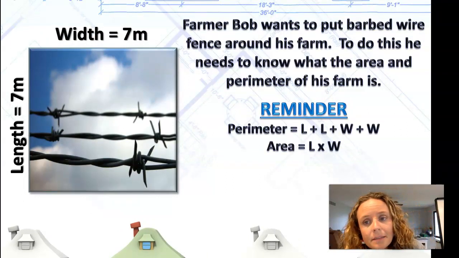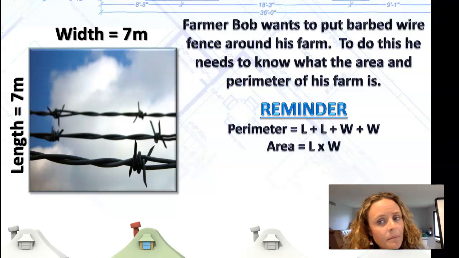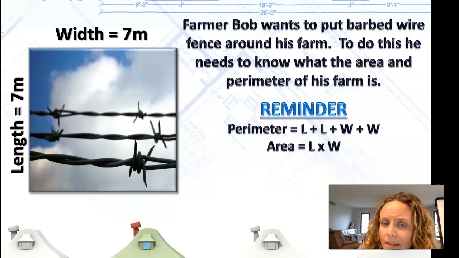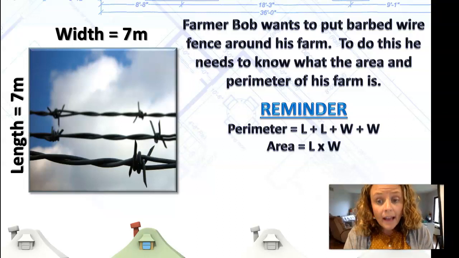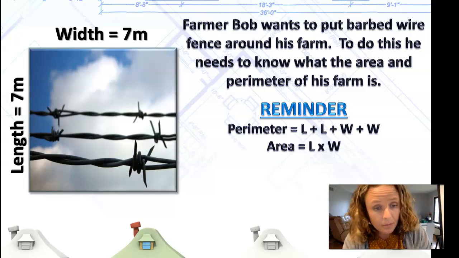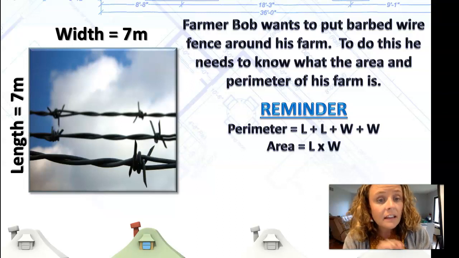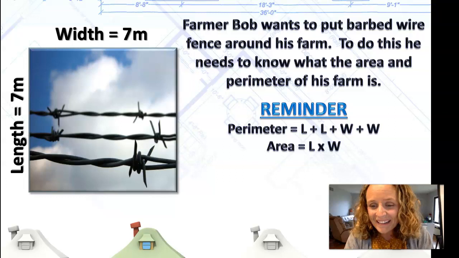Farmer Bob wants to put barbed wire fence around his farm. To do this, he needs to know what the area and the perimeter of his farm is. Go ahead, pause the video, do this work, find the perimeter, find the area, come on back. Helpful little hint, it looks like the length and width are the same at 7 meters. We know his barbed wire fence is going to be a square, so you can always take one side length times 4. Pause the video, come on back.